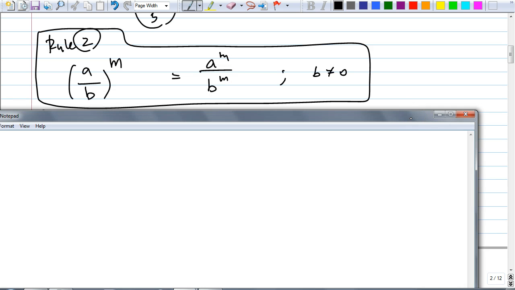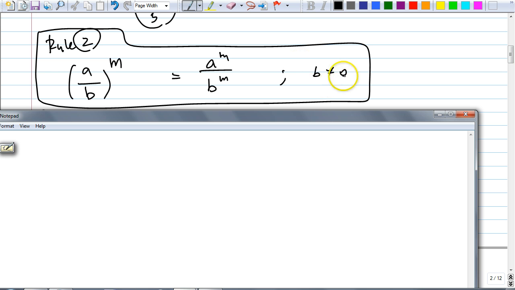Okay, now the second rule, then, is this. You guys remember if I have A over B, the whole fraction to the n power? This means A over B times A over B times A over B. How many A over Bs are you multiplying? N of them, right? So therefore, you would end up getting how many A's in the numerator? N of them. And of course, you're going to get N B's in the denominator.